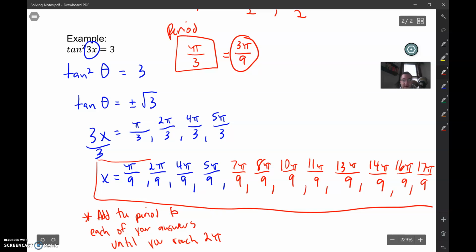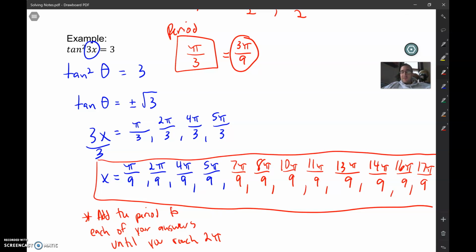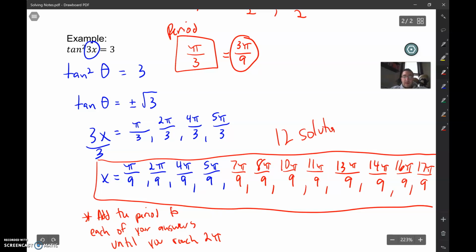This is nuts, right? But it makes sense because trig functions are periodic. They go forever. And so when it's really, really smushed in, you're going to have a lot more solutions. So how many do we have? 1, 2, 3, 4, 5, 6, 7, 8... 12 solutions. Wowzers. And that's only 12 solutions from 0 to 2 pi. There's obviously an infinite amount of solutions.